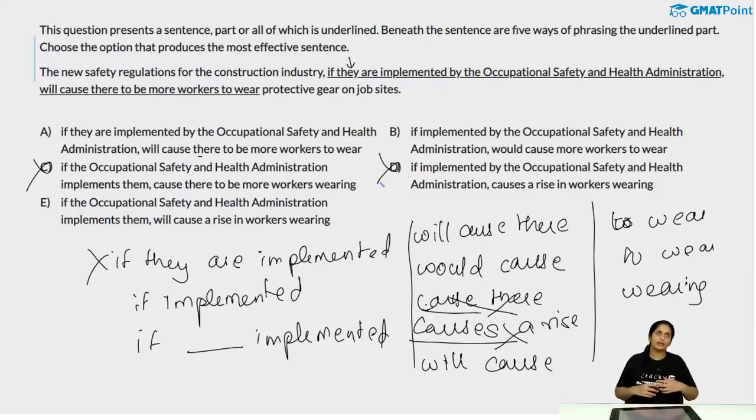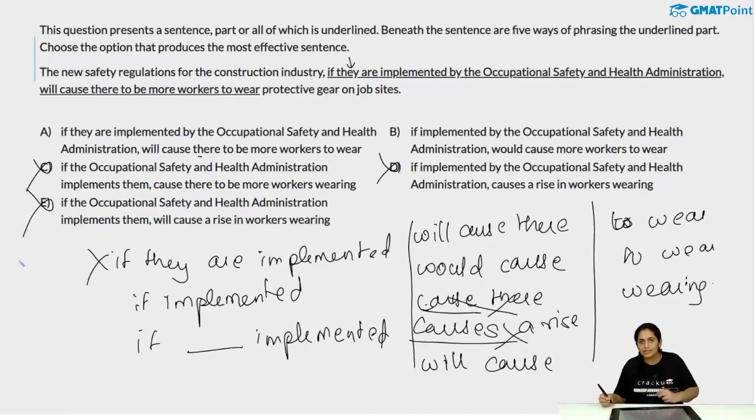If you are saying will cause a rise in workers wearing the protective gear to job sites, it basically means that the sentence originally means that more workers will have to wear the protective gear. But if you say that there will be a rise in workers wearing the protective gear, it means that the number of workers might rise. So when you say rise in workers wearing, you are now modifying the number of workers. So the meaning of the sentence is being changed. So in E, when you put wearing, it actually changes the meaning of the sentence. So this is clearly incorrect.